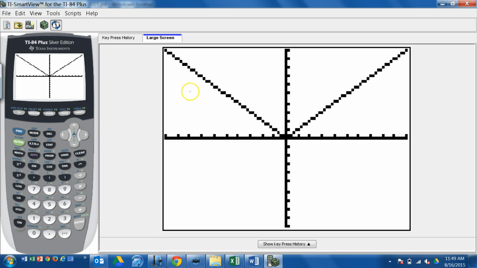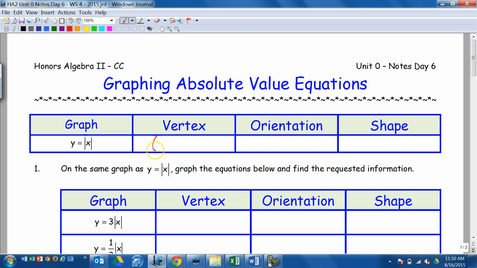Clearly, you guys should be able to see that the vertex, which we call where the point is, is at 0, 0. So let's fill out our chart here. The vertex we have at 0, 0. We would say that this is oriented up. It opens up. So when we talk about orientation, it's how it opens. And we're going to call this shape the parent graph. I'm going to call it the parent because nothing has been done to it. This is our base graph that we deal with. We also might use the word normal.